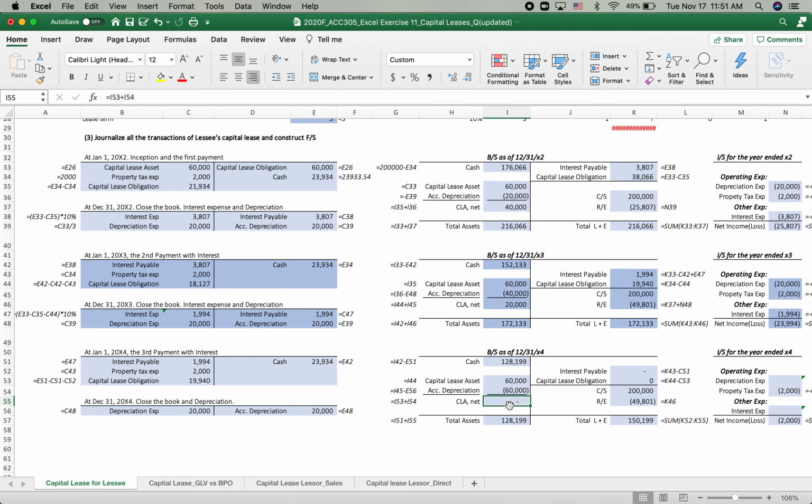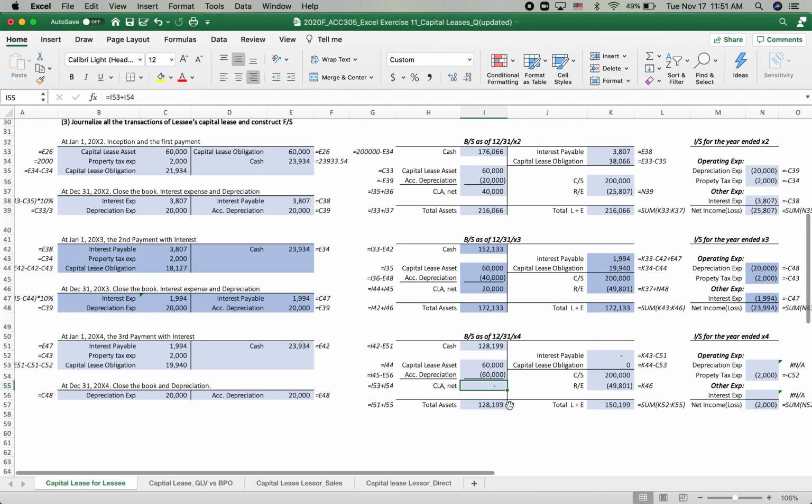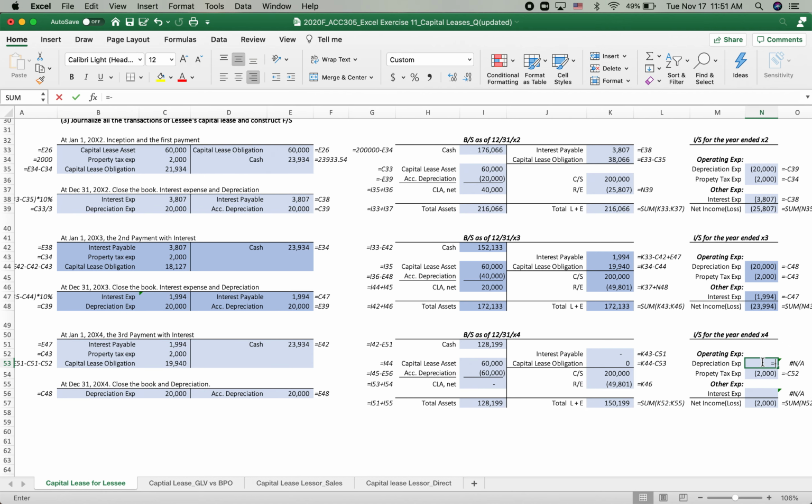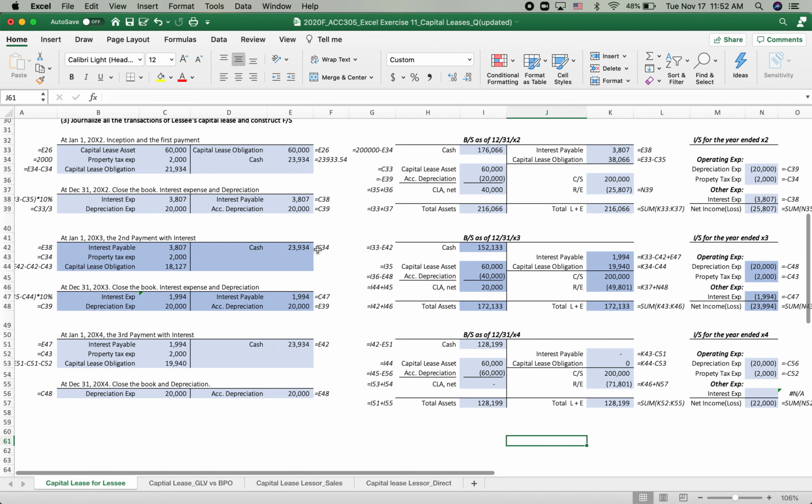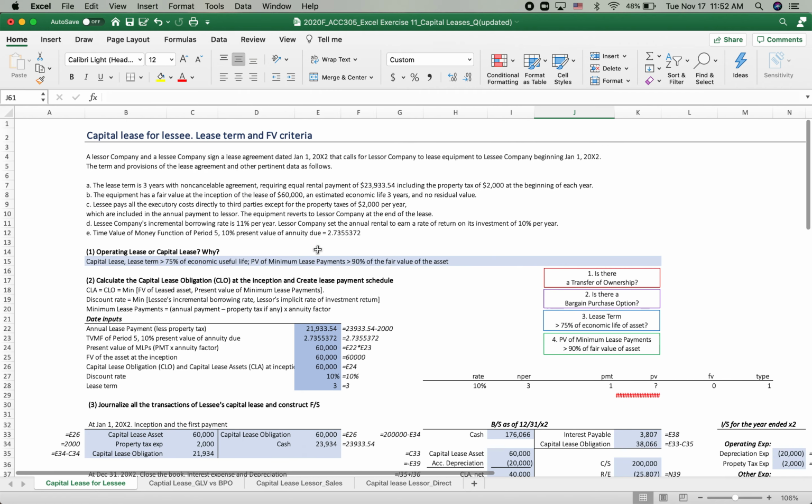So we don't have any capital lease asset value. Book value is zero. And then depreciation expense is 20,000. So we don't have interest expense recognition again because the capital lease obligation at the beginning of the year is zero. That doesn't produce any interest expense. So we just put this in retained earnings, including this 22,000 last year net loss. So we balanced out. That's how we record the capital lease for the lessee.